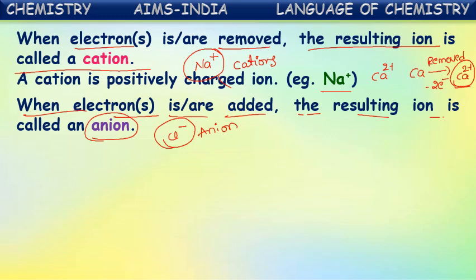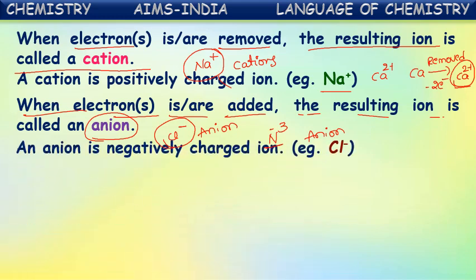Not only chlorine, we can take nitrogen, N minus 3. Nitrogen gained 3 electrons, meaning 3 electrons were added to the nitrogen. Then it is called a nitrogen anion. You can add 2 electrons or 3 electrons, that depends upon how many electrons that particular atom requires. Okay, this is called an anion. The anion is a negatively charged ion. Example given is chlorine. This is called cation and anion.